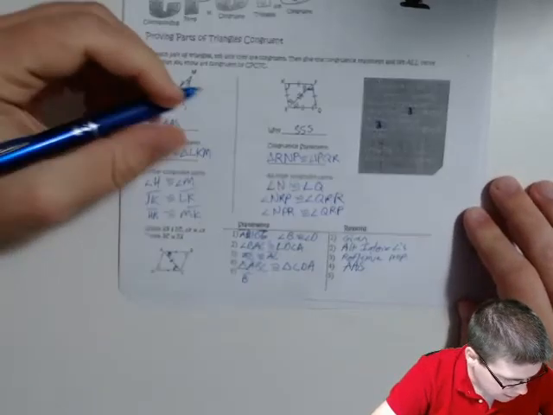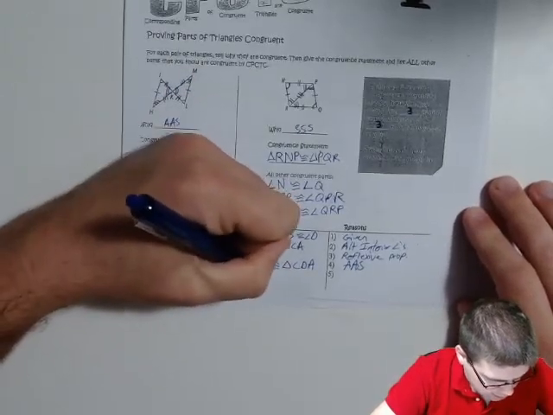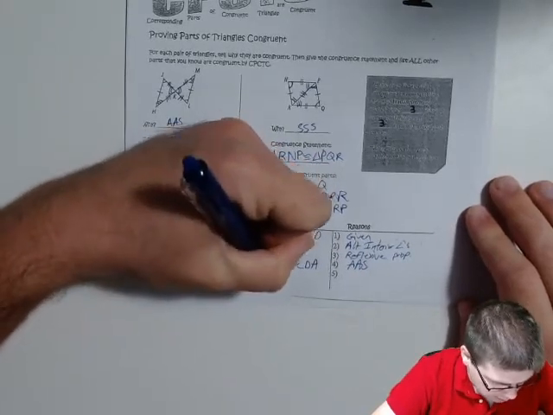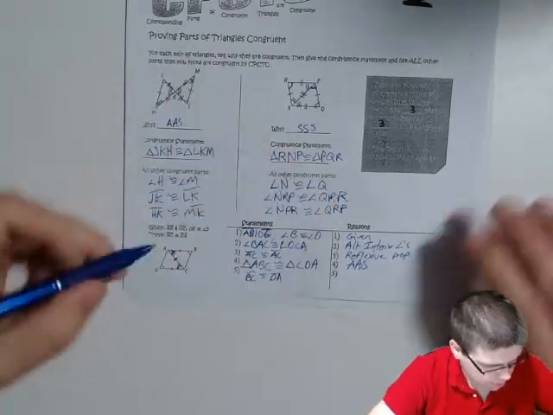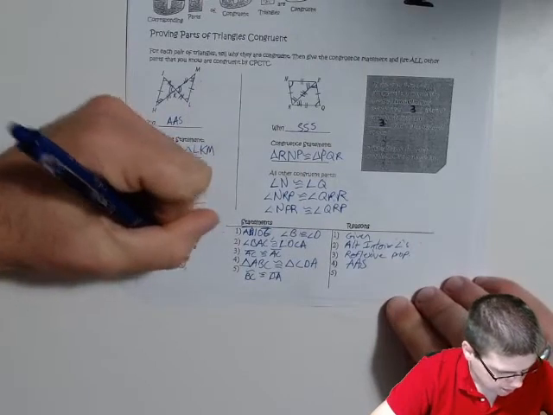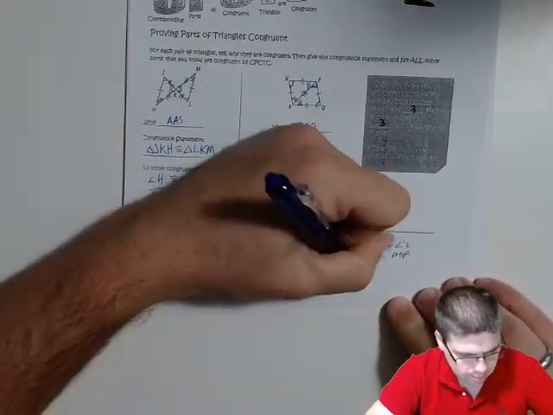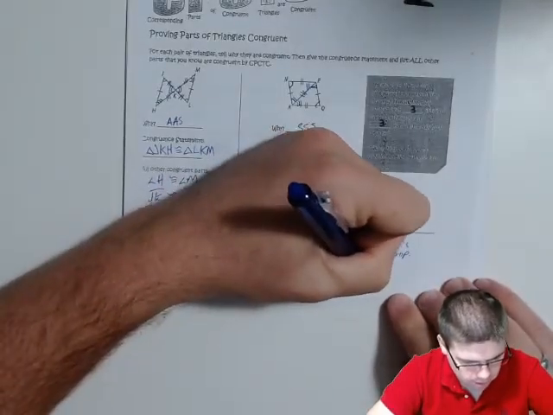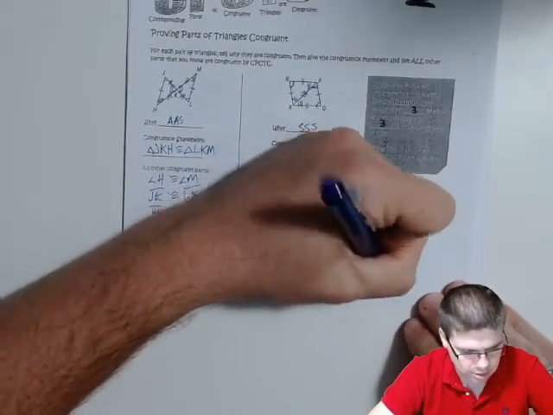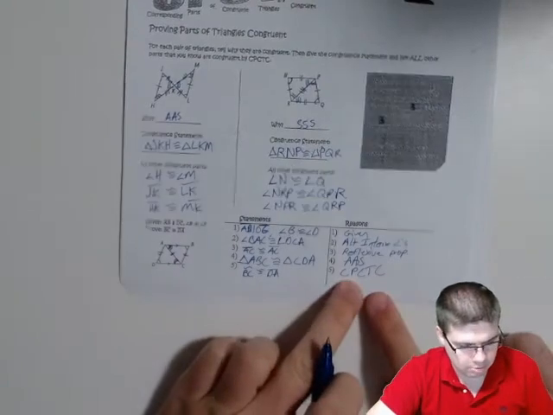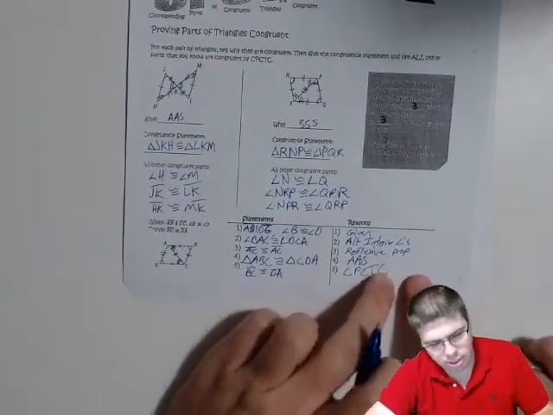Segment BC is congruent to segment DA. So BC is congruent to DA, because corresponding parts of congruent triangles are congruent. Corresponding parts of congruent triangles are congruent. CPCTC.